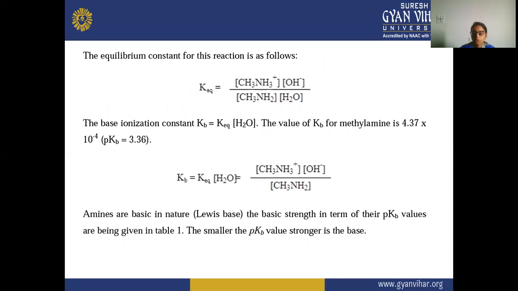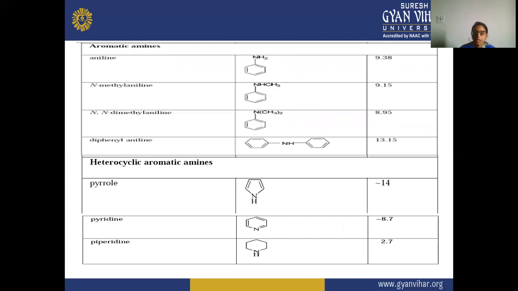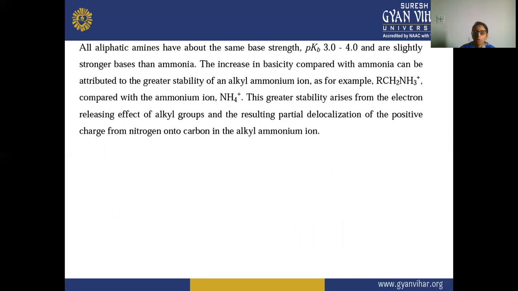The amines are basic in nature. The basic strength is given by their pKb value, and this is the pKb value of the different amines shown here, including aromatic amines and heterocyclic aromatic amines. All the aliphatic amines have about the same base strength, their pKb lies between 3 to 4, and they are slightly stronger bases than ammonia. The increase in basicity compared with ammonia can be attributed to a greater stability of an alkyl ammonium ion.